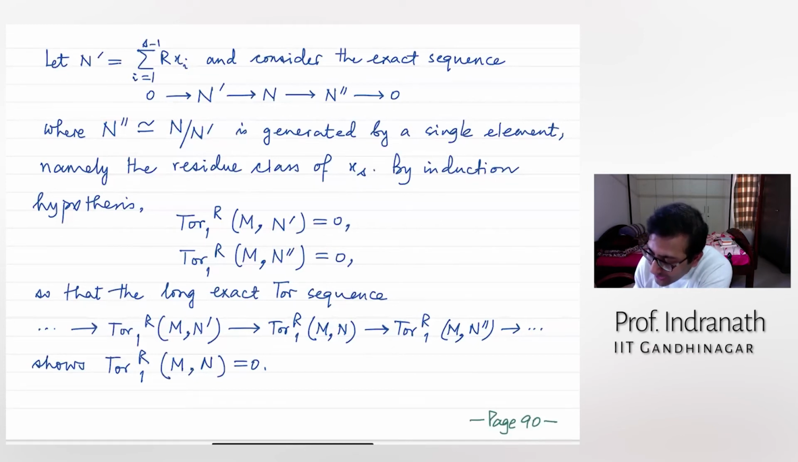So what you have is M and N' and M and N''. By induction hypothesis they will be 0, right? Because they are generated by fewer elements, and therefore in this long exact Tor sequence you have the Tor vanishing. So this is a beautiful technique, that you start with a finitely generated assumption and then you prove it in general.